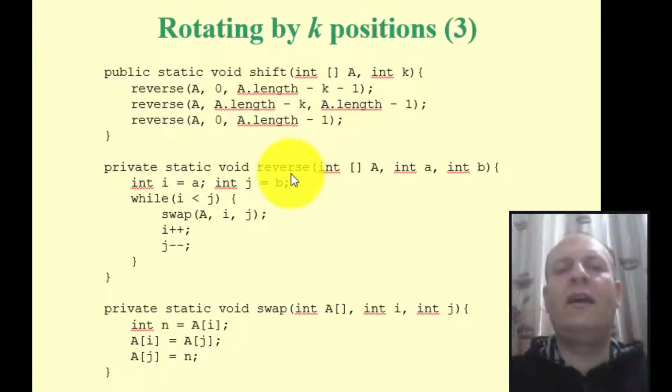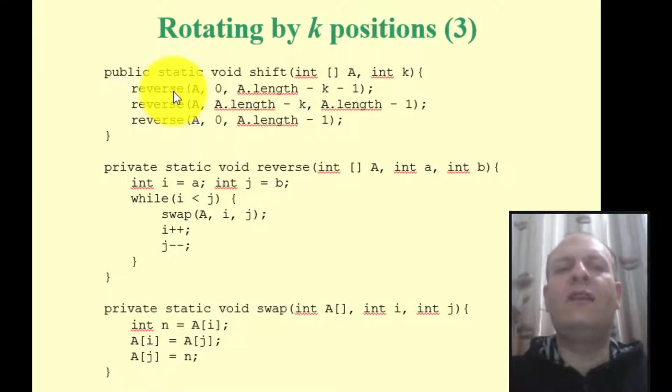And then we need another method called reverse, which does the reversing. For example, 1 2 3 will be transformed to 3 2 1, and 1 2 3 4 will be transformed to 4 3 2 1. Reversing. Of course, to do reversing I need swap. And finally our main algorithm now has 3 main steps: reverse, reverse, reverse.